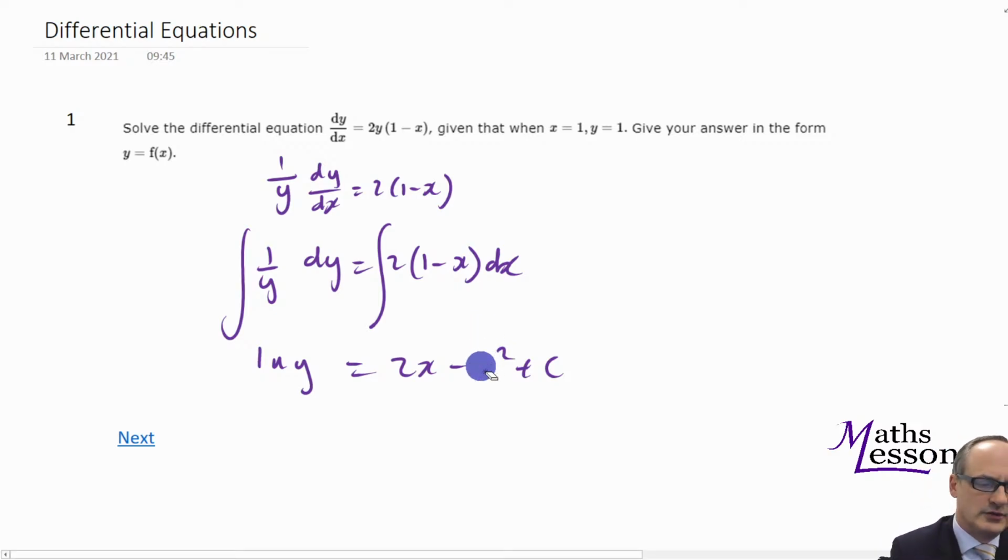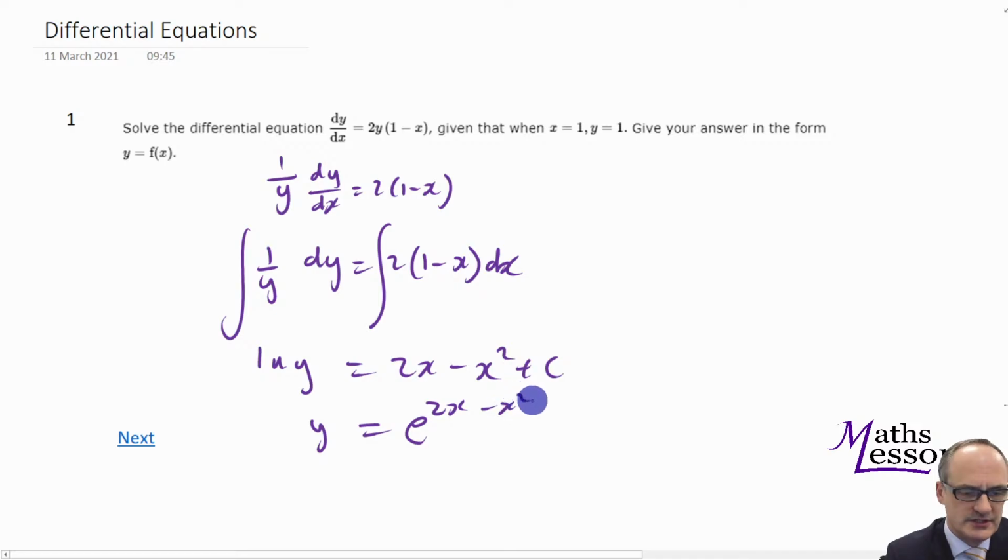Let's just rub that out and put a proper x in there. I was going to write a 2 by mistake initially. So we've got natural log of y equals this. We want to get the answer in the form y equals f of x. So if we raise both sides to the power of e, this side just goes to y. This side to the power of e is 2x minus x squared plus c.